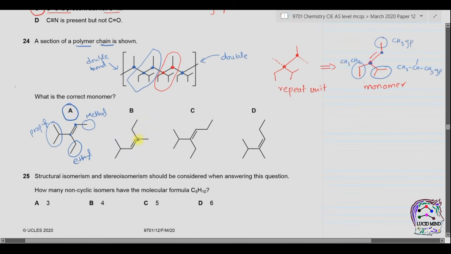Let's see B part. We have a methyl group and there is also an ethyl group with the same carbon atom, which is wrong. Then on the C part, we have ethyl groups on both sides of the double bond, which is also wrong. In D part, we have methyl and propyl group on the same side, which is wrong. There should be ethyl and propyl group on the same side. So the only structure which is correct is A.